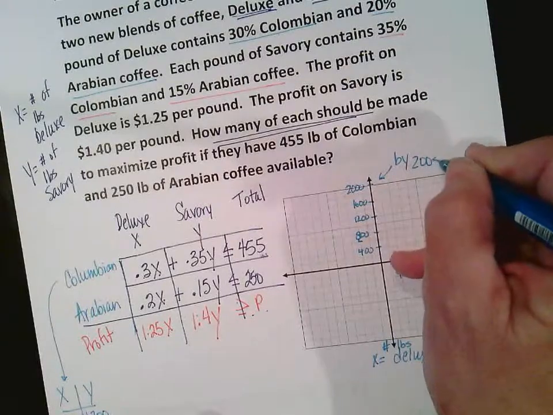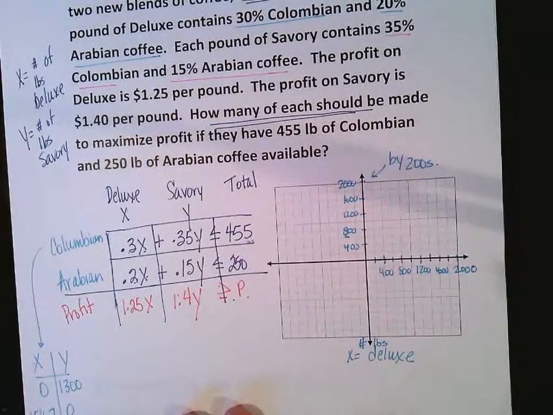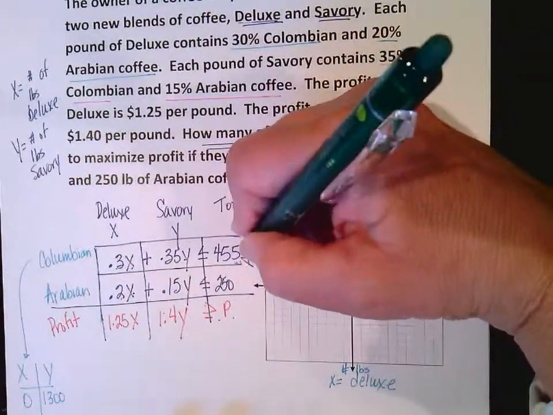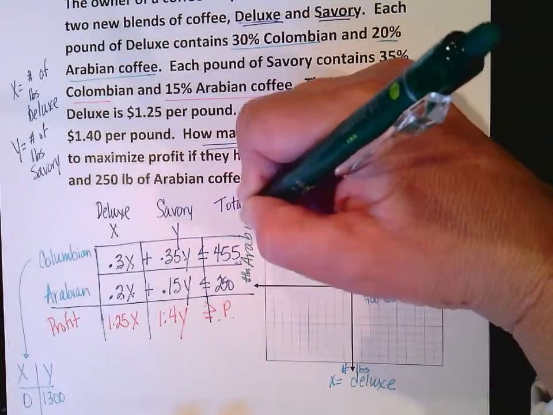Remember, if you're going to change the scale, that's fine. You just need to let me know what it is. And this side is going to be the Arabian. And that's the number of pounds of Arabian coffee.